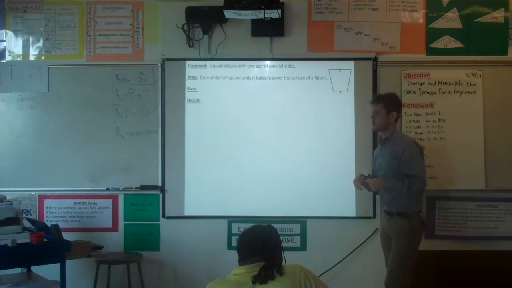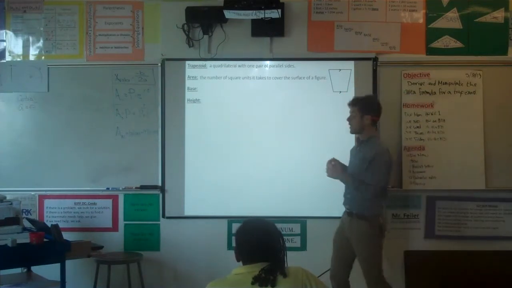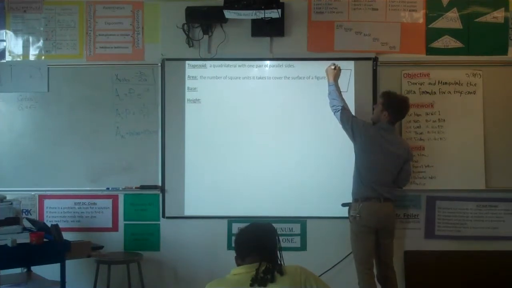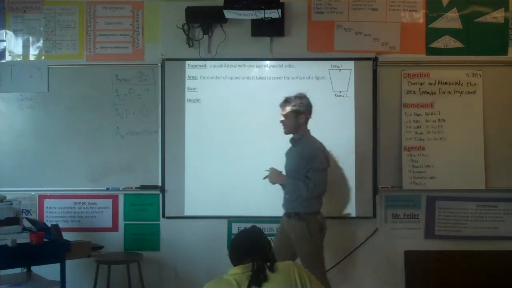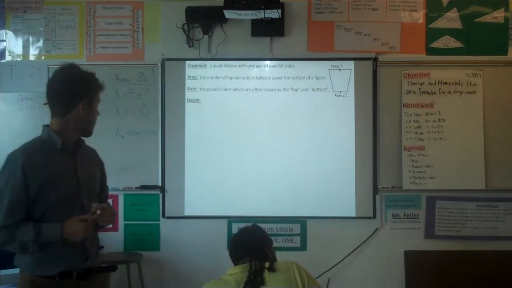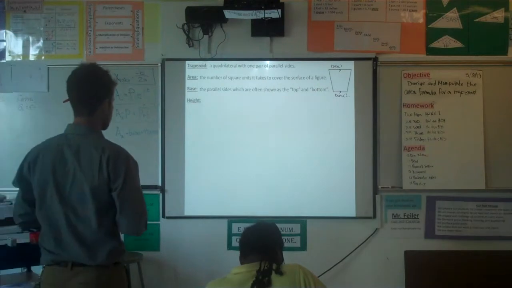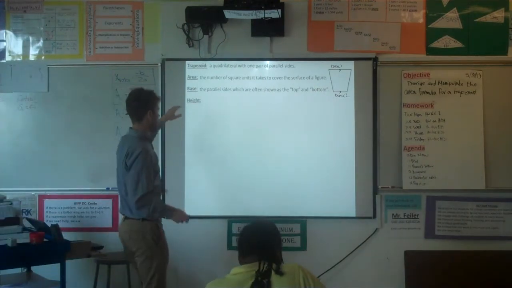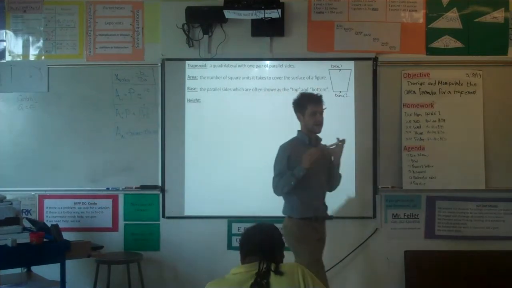Sometimes, like when we talk about triangles, we talk about one base, but in a trapezoid, we have more than one base. Okay, so this would be base 1, and this one would be base 2. There are two bases. Here's the definition that I'm going to have you put in. It says, the parallel sides which are often shown as the top and bottom. All right. So we're going to be measuring the bases of our trapezoids, and then the last word is height.